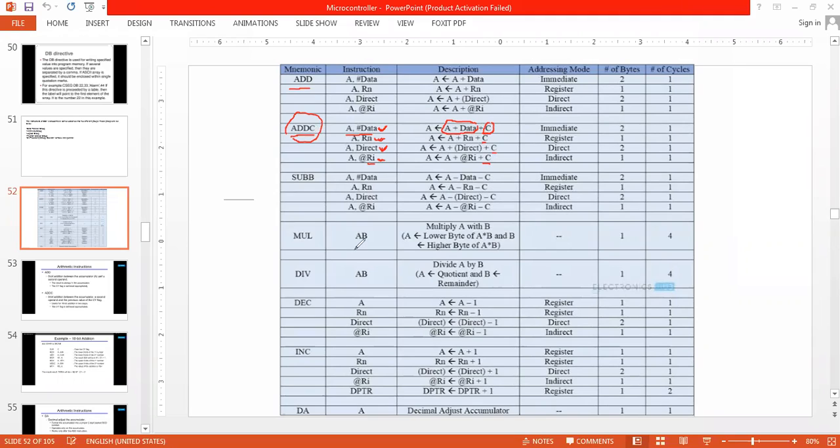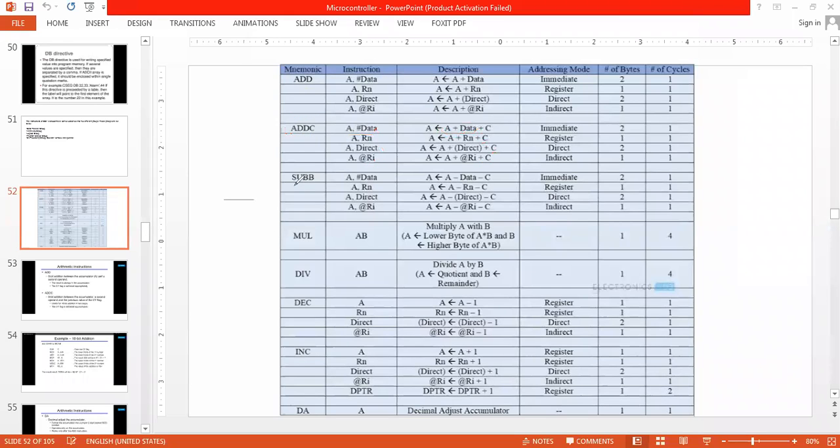This is used whenever I am going for 16-bit plus 16-bit, because my ALU can handle only 8-bit plus 8-bit. If I want to perform 16-bit addition, or more than 8-bit addition, then ADDC is going to help us.